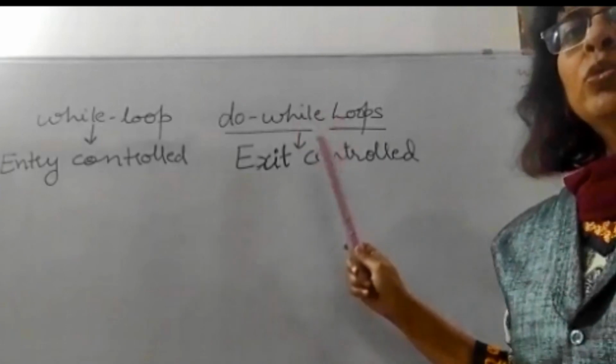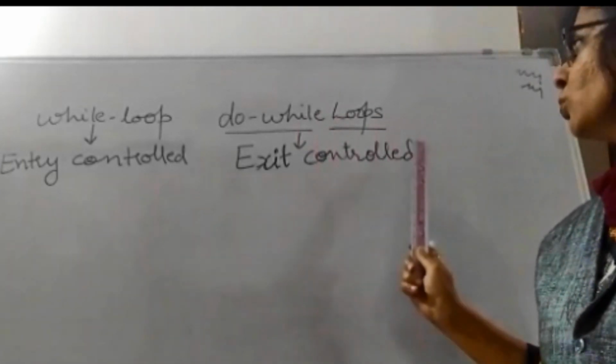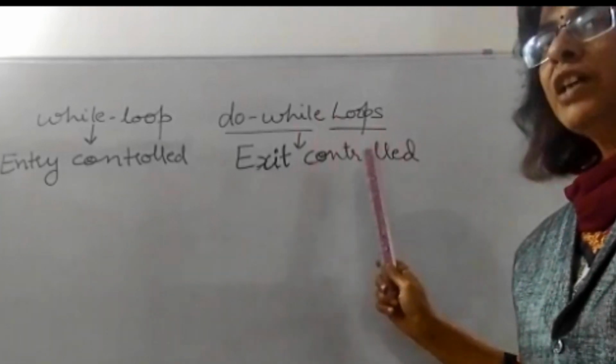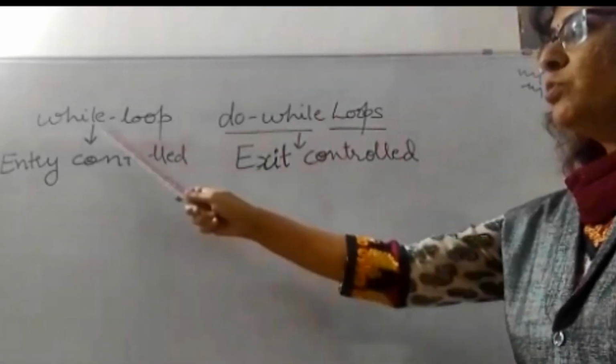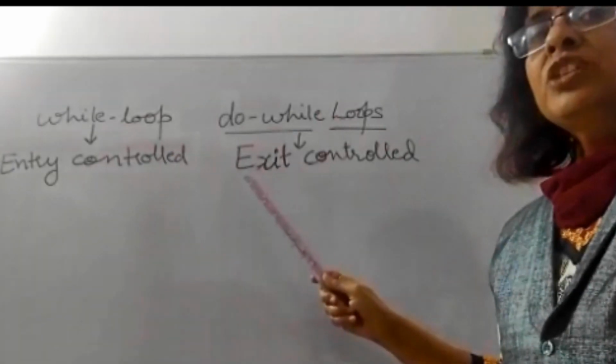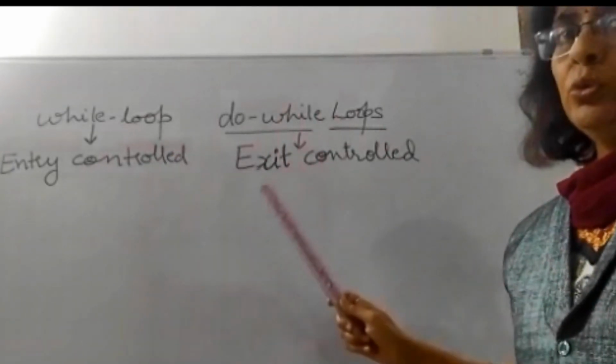Now you see, the do-while loop is an exit control loop. It is exit controlled. Why? Because the condition is checked at the time of exiting the loop. Whereas the while loop is an entry control loop. Why? Because the condition is checked at the time of entering the loop.